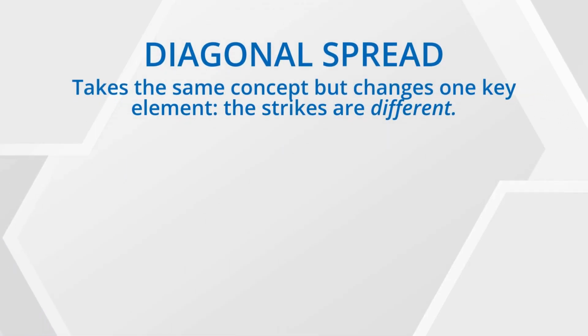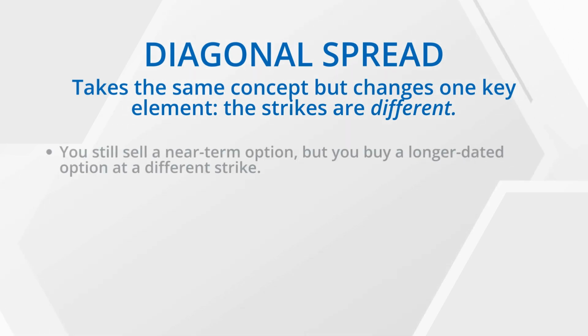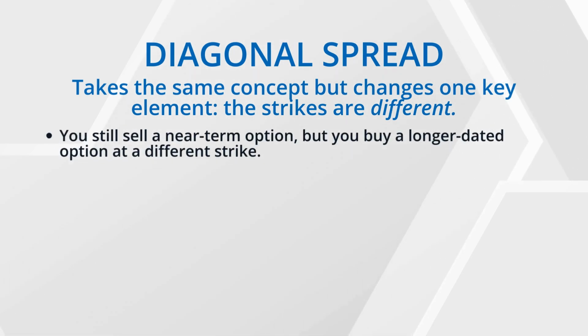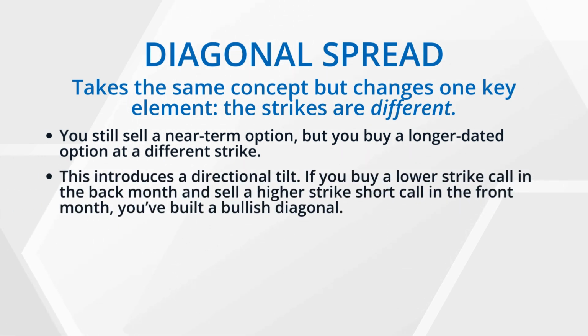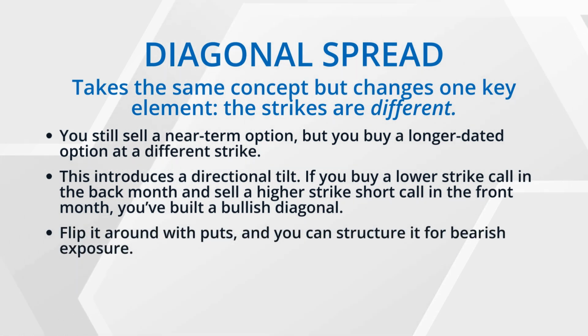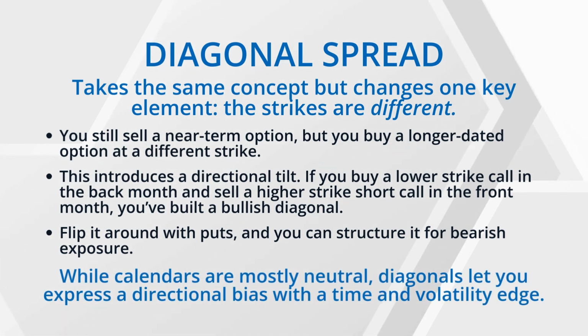The twist with diagonal spreads. A diagonal spread takes the same concept but changes one key element. The strikes are different. You still sell a near-term option, but you buy a longer-dated option at a different strike. This introduces a directional tilt. If you buy a lower strike call in the back month and sell a higher strike short call in the front month, you've built a bullish diagonal. Flip it around with puts, and you can structure it for bearish exposure. So while calendars are mostly neutral, diagonals let you express a directional bias with a time and volatility edge.